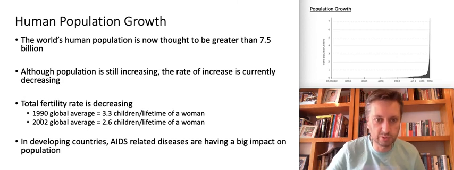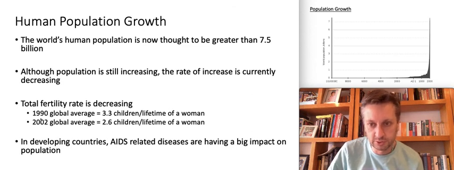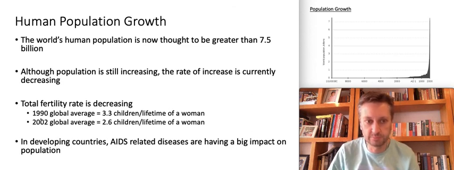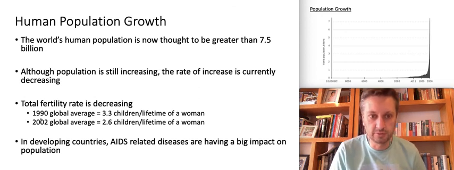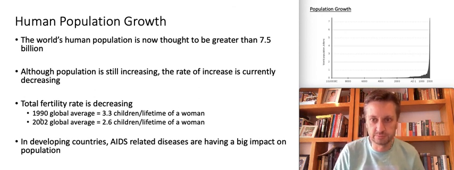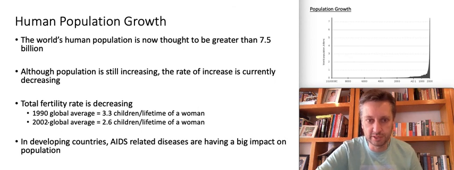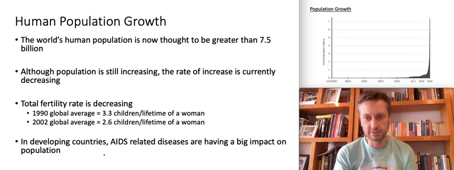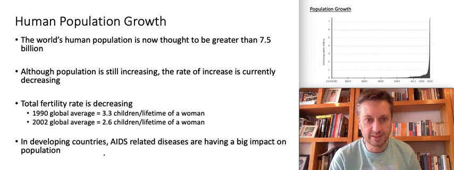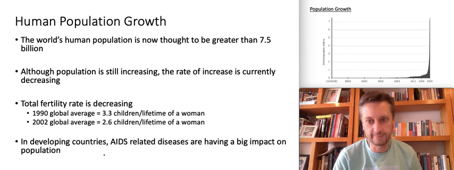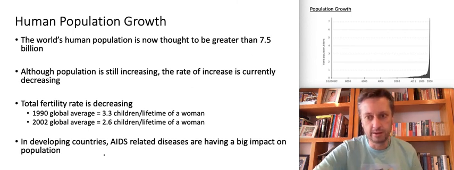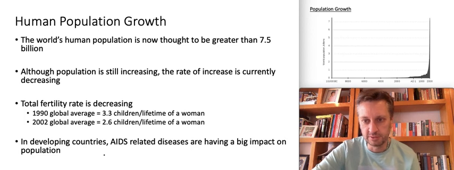In 1990, the global average was 3.3 children born per woman per lifetime. In 2002, the global average was 2.6 children per lifetime. I don't have more current data than that, but in 2002 it was still above the replacement rate of 2.1. Something that we need to consider, and I think it's worth doing a video separately on this, is in many countries, HIV/AIDS has a big influence on the death rate. We'll come back to that later.